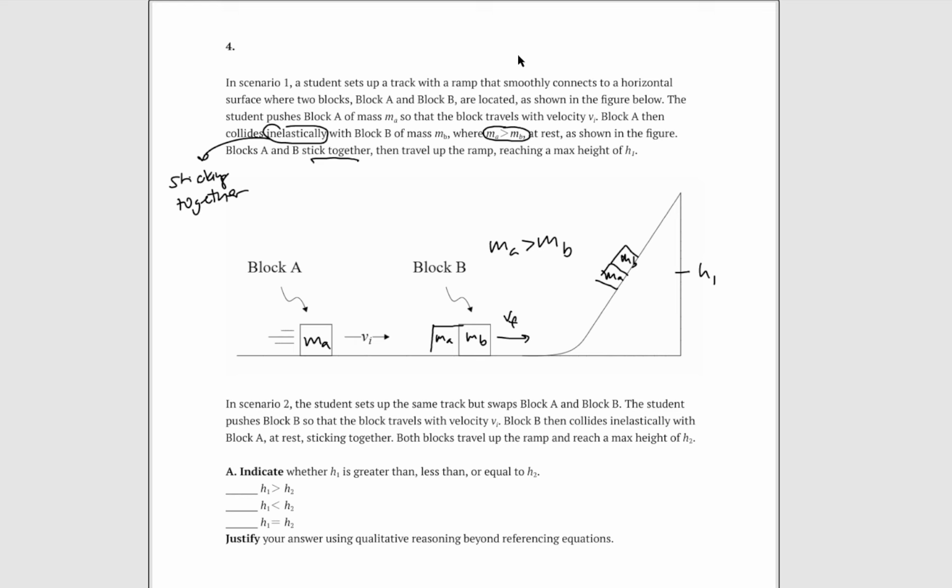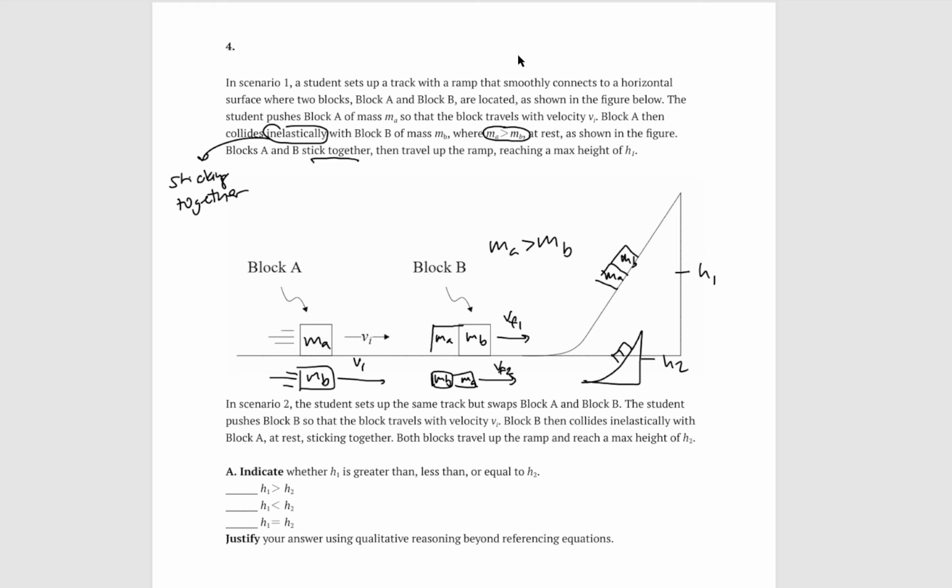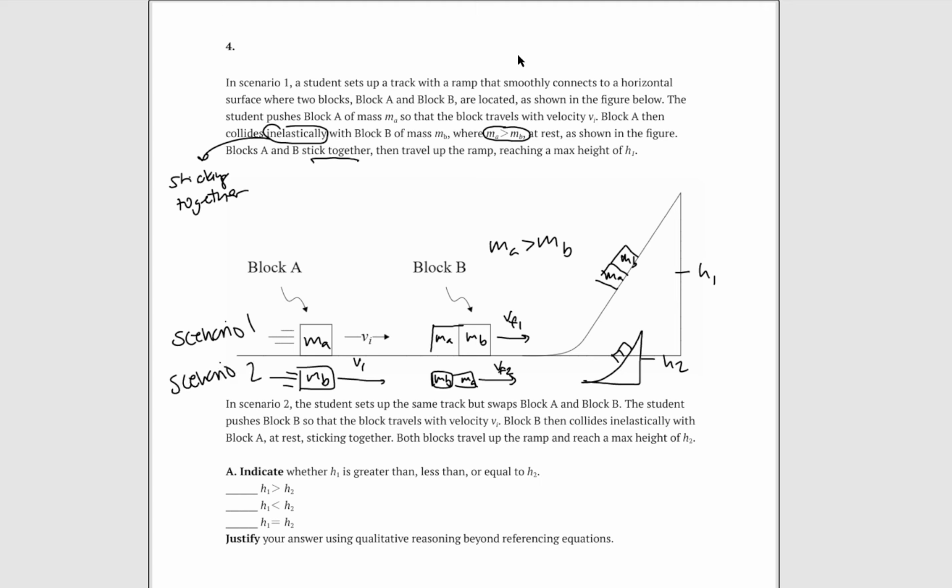So we can also draw the scenario again. We'll just draw it under here. In this case, we have MB also moving with the same vi. I'll draw the motion lines back here, and then they collide together. So we have MB and MA. They move with some velocity. I'll put VF1 and VF2 since they might not be the same. They could be, but we don't know yet. And then they travel up this ramp and they reach H2. So I'll write that this is scenario 1 and this is scenario 2, since you don't want to mix those two up.